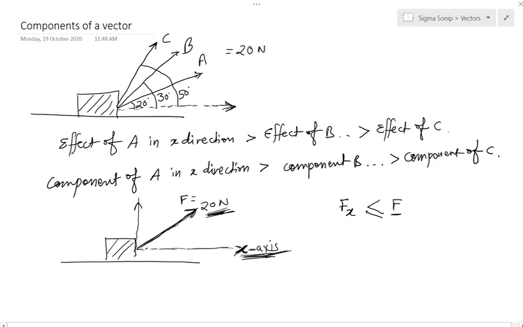So now you have this force F, which is 20 Newton. It will have effect along x-axis and it will have effect along y-axis. So basically we got two components. So F is equal to Fx and Fy. We are saying that F has been broken into two parts here.